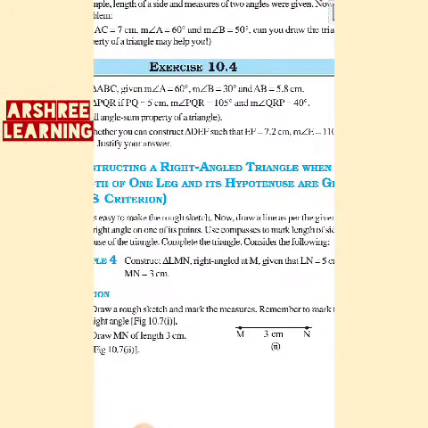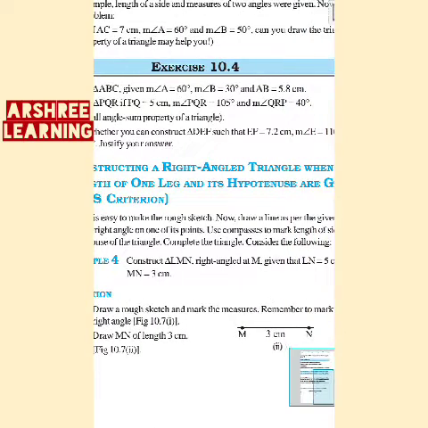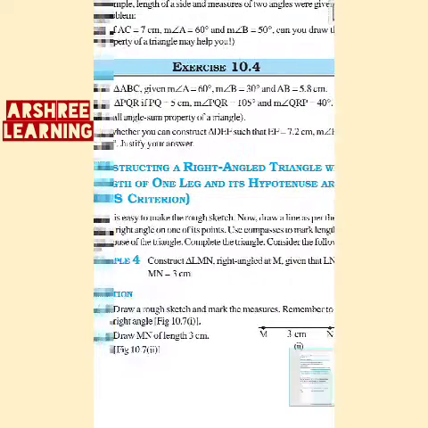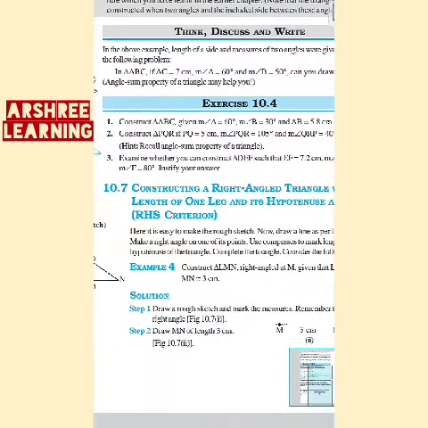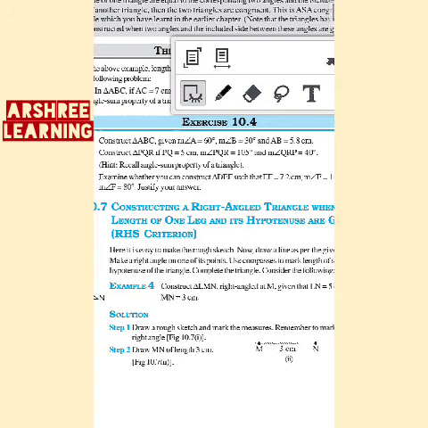Exercise 10.4 is also on construction of triangles. In this you have to construct triangles, but the conditions of construction are given differently. Question number 1: you have to construct a triangle ABC in which two angles are given and one side is given. So to construct this you will be using the same property.